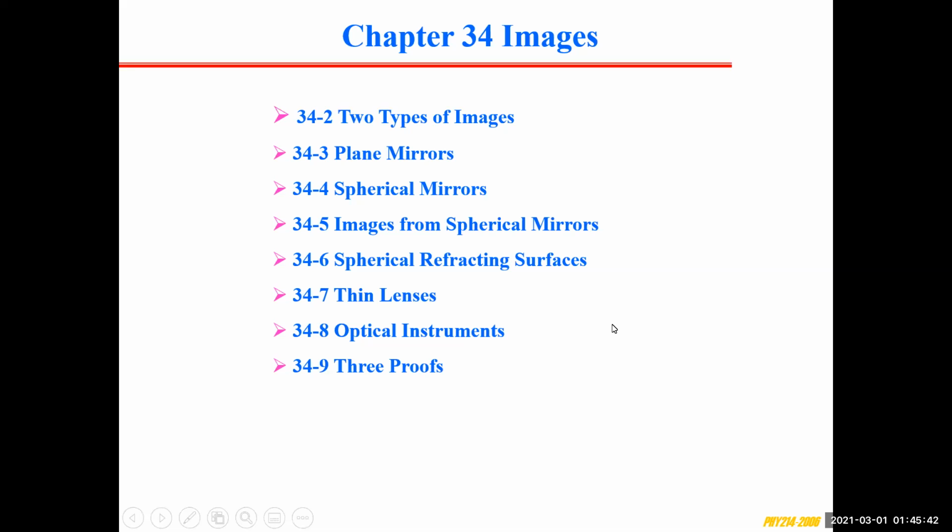All right, so chapter 34 is about images. So we're going to learn how images are formed by mirrors. A mirror comes in different kinds. You have the plane mirror, you have the mirror with curvature, and also how images are formed by a thin lens or a combination of lenses, and the applications of this optics.